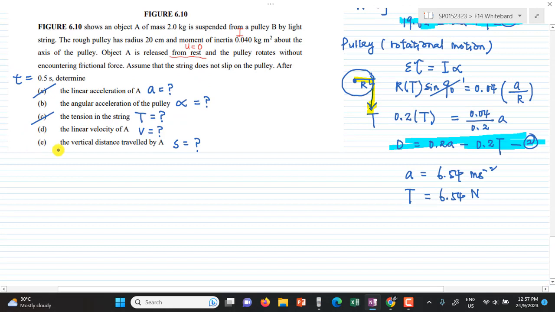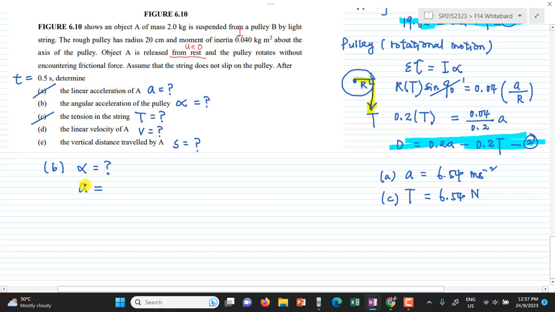Then I write it down. This is the answer for question A. This is the answer for question C. Then I try to solve question B. So I want to find the angular acceleration alpha. So this alpha I can relate with A.